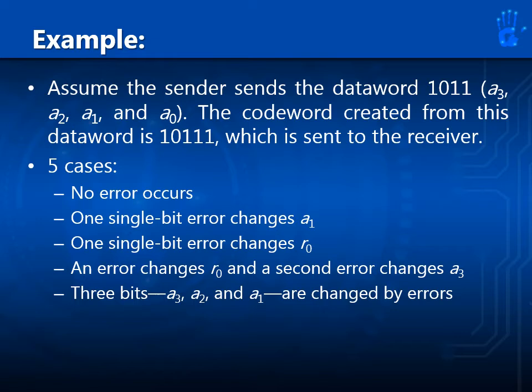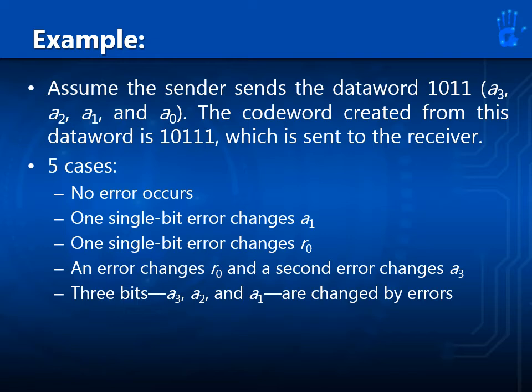Lastly, 3 bits, A sub 3, A sub 2, and A sub 1, are changed by errors. So let's take a look at what will happen to the code word when this is the case. A sub 3 will become 0, A sub 2 will become 1, A sub 1 will become 0, and the last 2 bits are still 1, 1. So it goes 0, 1, 0, 1, 1. As you can see, there are now an odd number of ones. So this will be detected by the checker, and it will judge this code word as an error message.